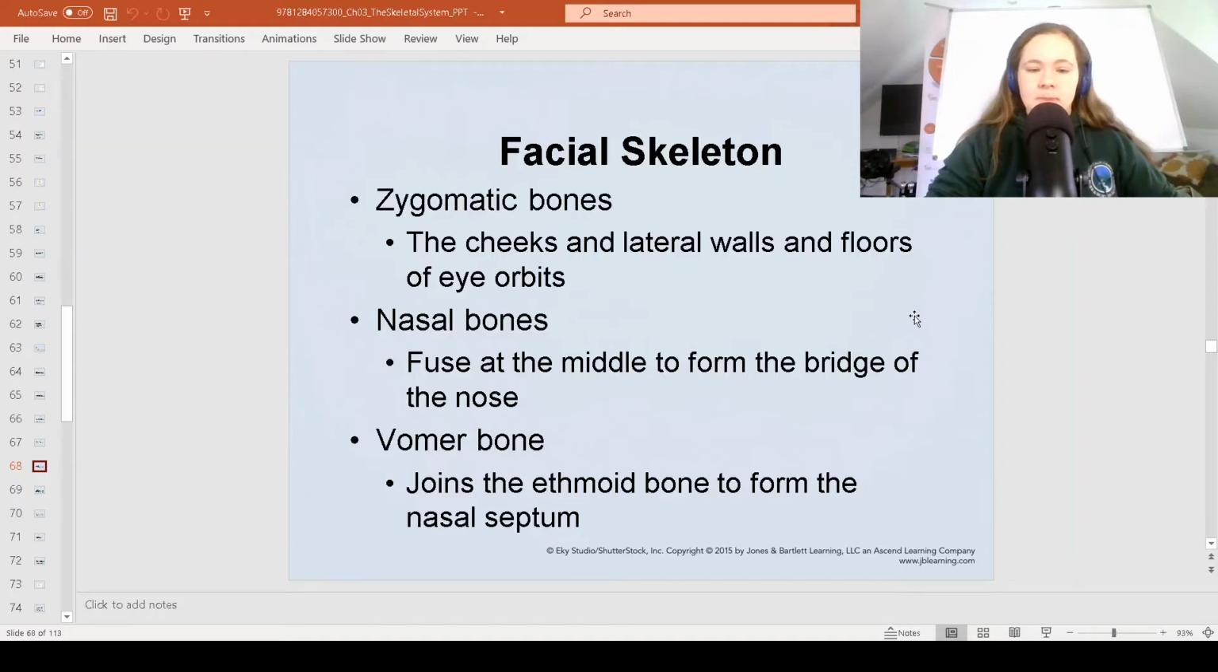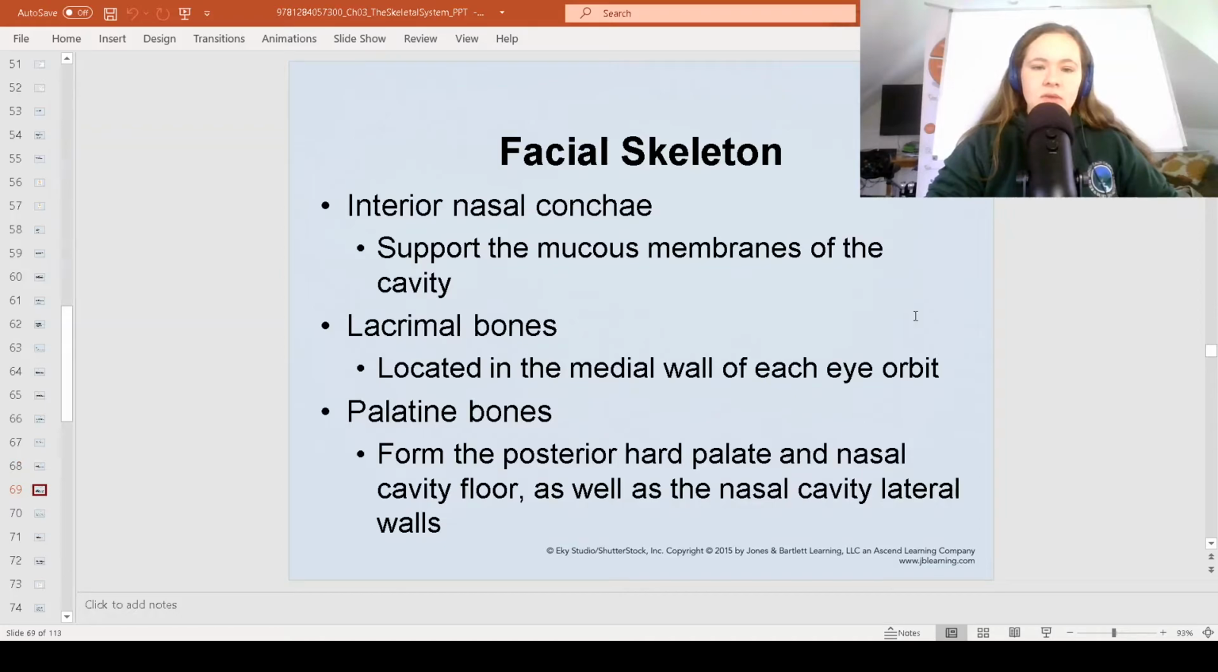Vomer bone joins the ethmoid bone to form the nasal septum. The inferior nasal conchae support the mucous membranes of the cavity. Lacrimal bones are located in the medial wall of each eye orbit. Palatine bones form the posterior hard palate and nasal cavity floor, as well as the nasal cavity lateral walls.